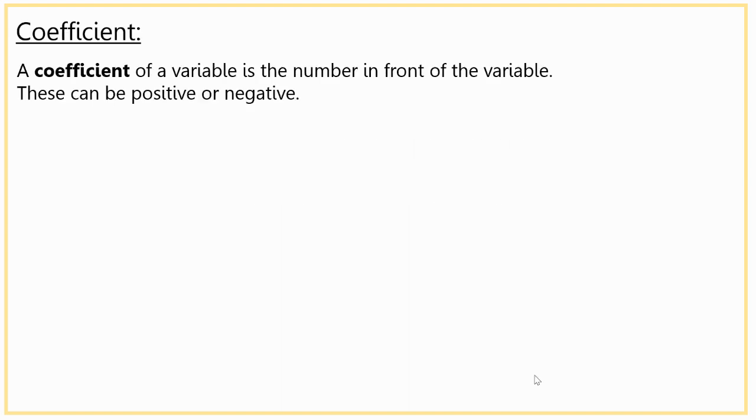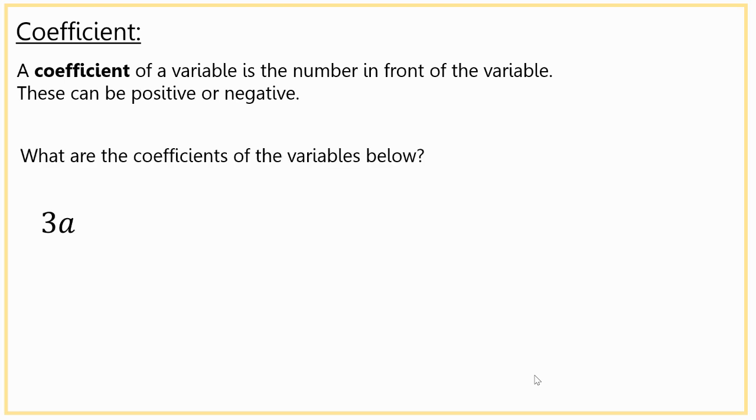A coefficient is the number in front of that variable. So what is the coefficient of this variable below, 3a? What about minus 4m? x, 2w over 3, x over 5, minus y. What are the coefficients of those variables?